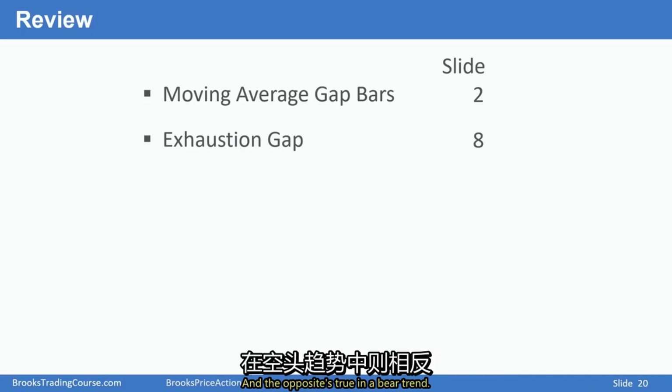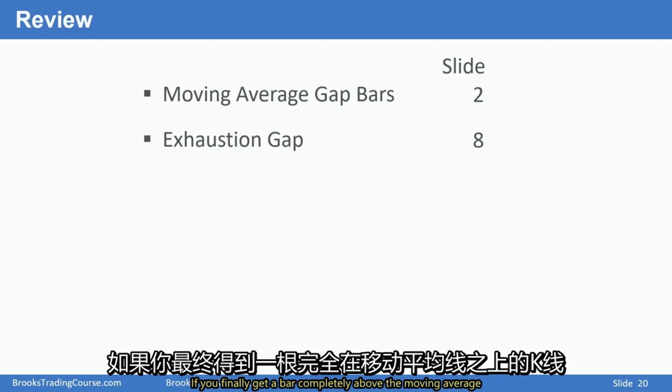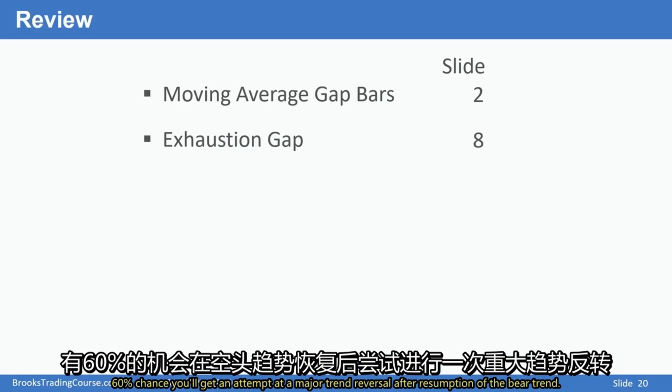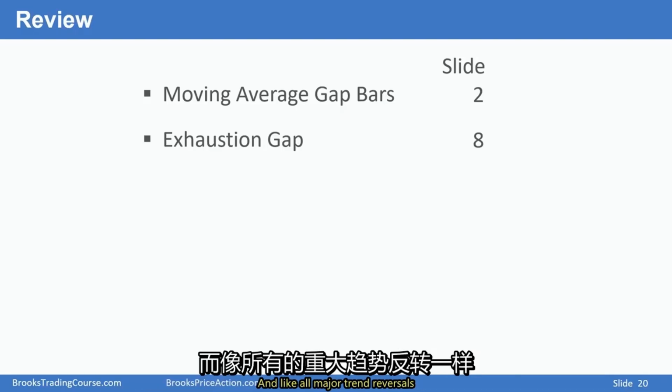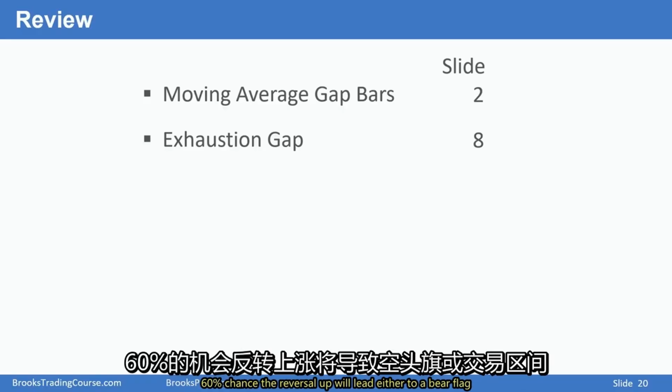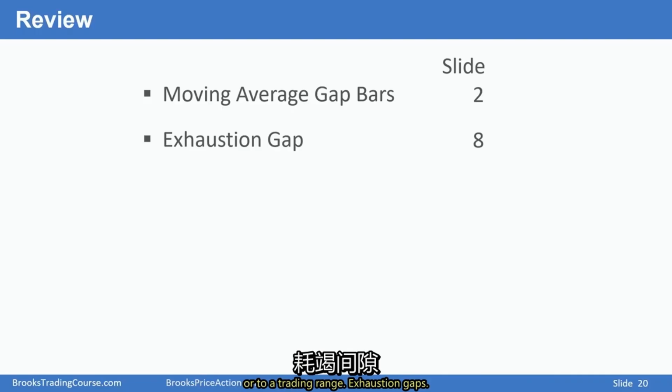And the opposite's true in a bear trend. If you finally get a bar completely above the moving average, that bar is a moving average gap bar. 60% chance you'll get an attempt at a major trend reversal after a resumption of the bear trend. And like all major trend reversals, you'll have a 40% chance of a swing up. 60% chance the reversal up will lead either to a bear flag or to a trading range.